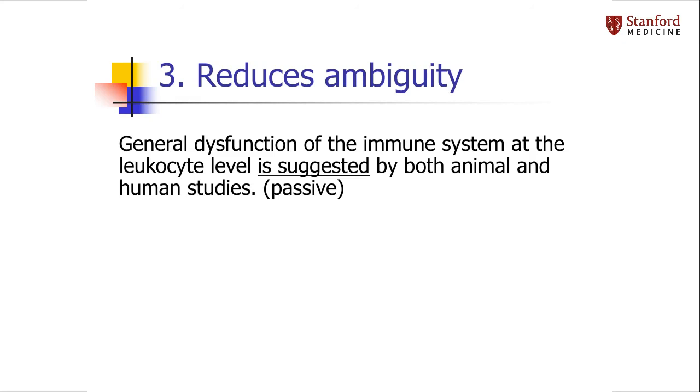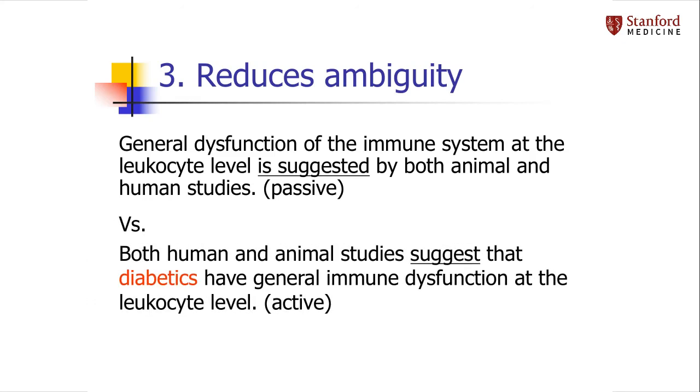So when I put this in the active voice, I had to add the word diabetics. I wrote, both human and animal studies suggest that diabetics have general immune dysfunction at the leukocyte level. When I put this in the active voice, it forced me to realize that I had an ambiguity in here. It revealed the ambiguity and forced me to be more specific. And that often happens when you put things into the active voice. You'll find that you end up being forced to reduce ambiguity.